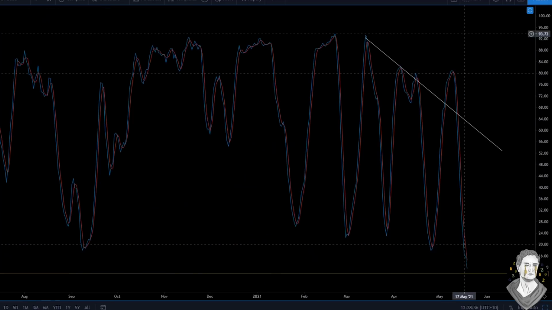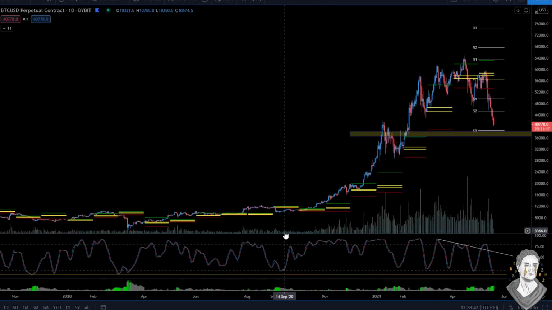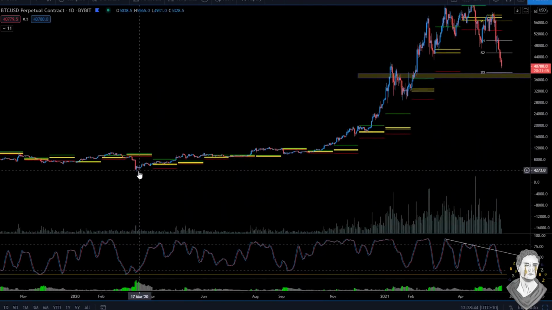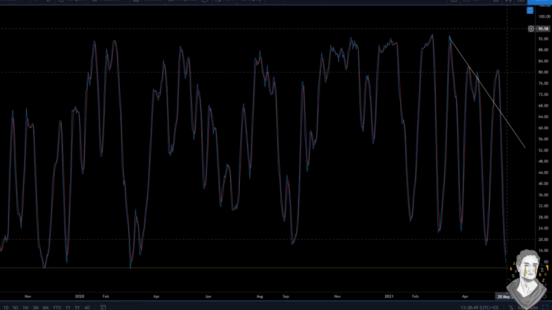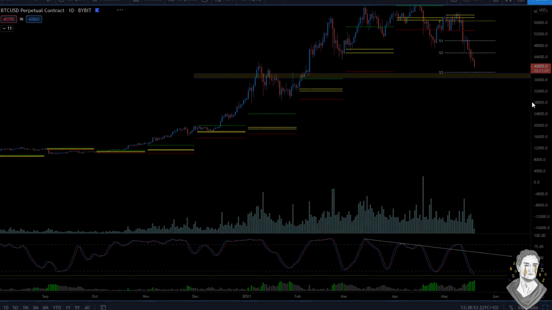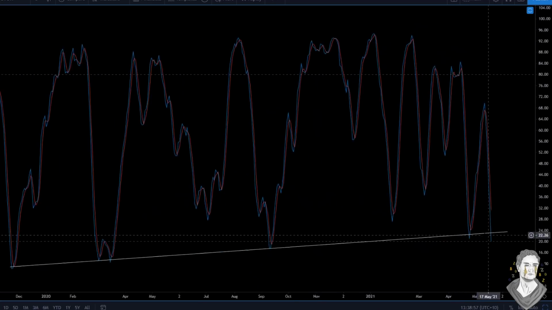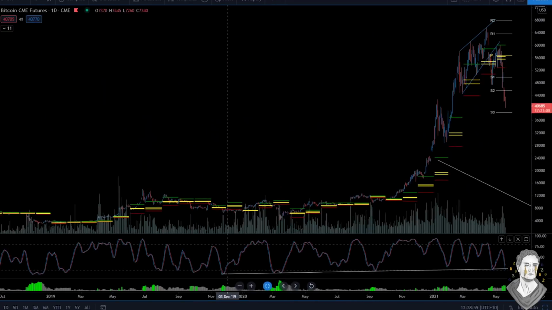We're seeing the momentum oscillators reach levels that we haven't seen since 2019 and the 2020 March coronavirus dip to the downside to about $3,500. So what we can see here is the stochastic is actually reaching that support region right now on Bybit. We're seeing the same thing on the CME chart as well. The CME chart is actually showing a test of the support from 2019.